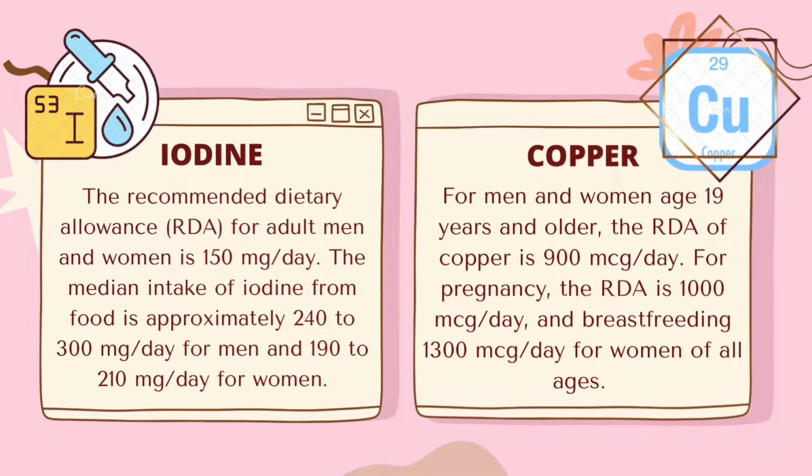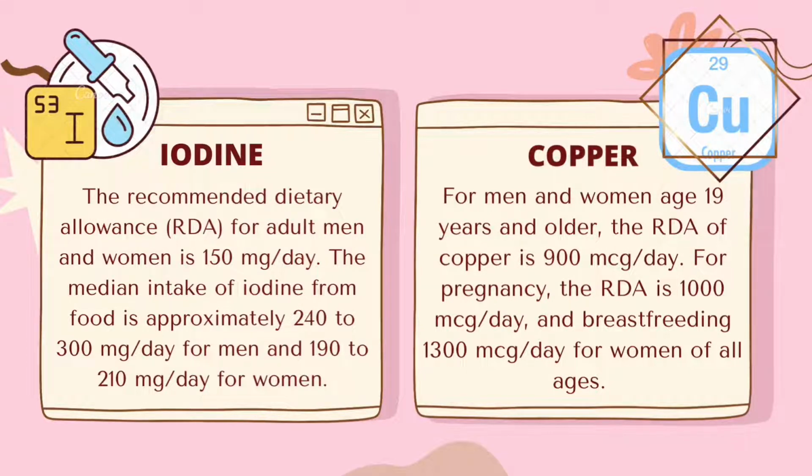Iodine. The recommended dietary allowance or RDA for adult men and women is 150 mg per day. The median intake for iodine from food in the United States is approximately 240 to 300 mg per day for men and 190 to 210 mg per day for women.